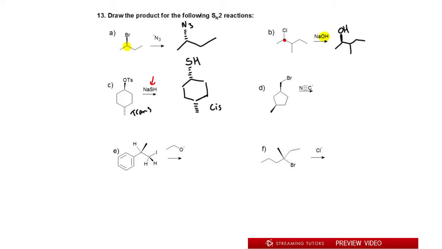Okay, this one's a trick. I want to make sure you see the trick. Now, this right here is cis. So you might say it's trans at the end, right? Because it's SN2. But it's actually not. Because think about it.